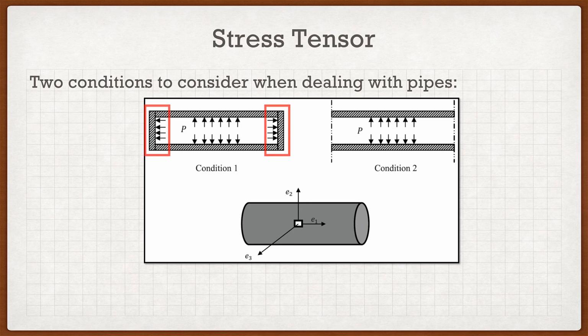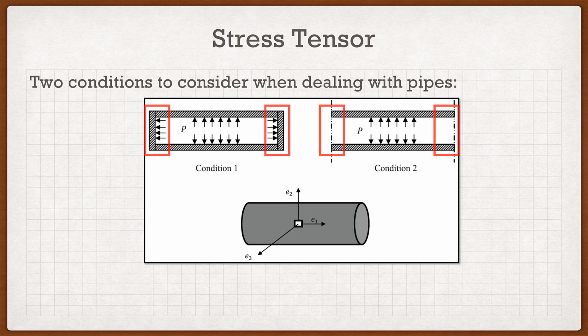The first of which is that the pipe is capped at the ends. And why is this important? Because this constricts the expansion of the pipe. So the first condition is when we have capped ends at the end of the pipe. Condition 2 is when there aren't any capped ends. So the pipe is assumed to be infinitely long, and this allows for that expansion.